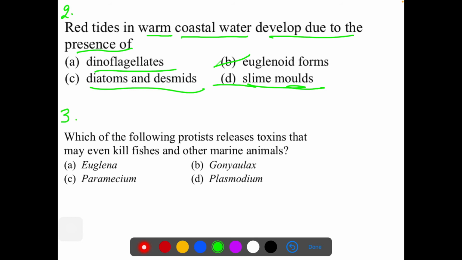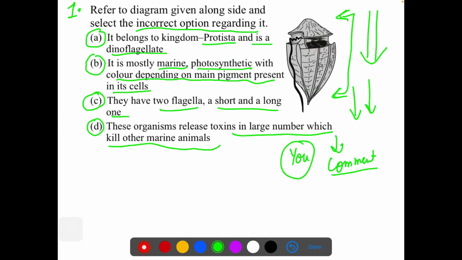Third, which of the following protists release toxin that may even kill the fishes and other marine animals?